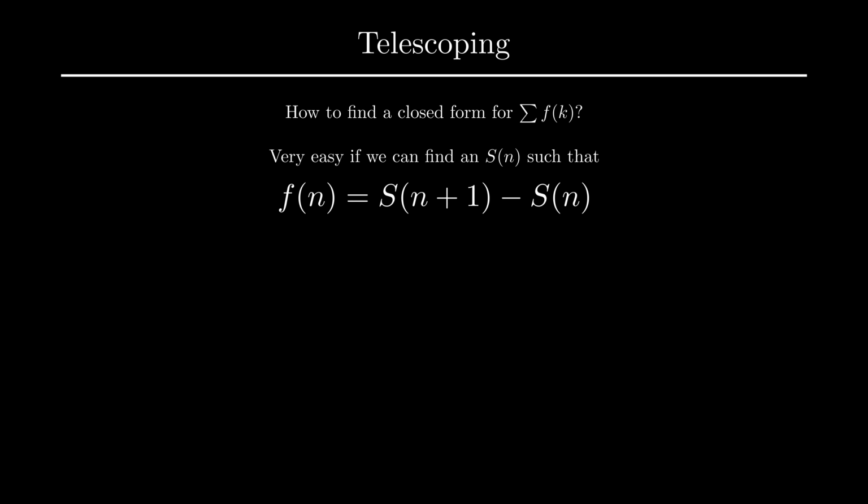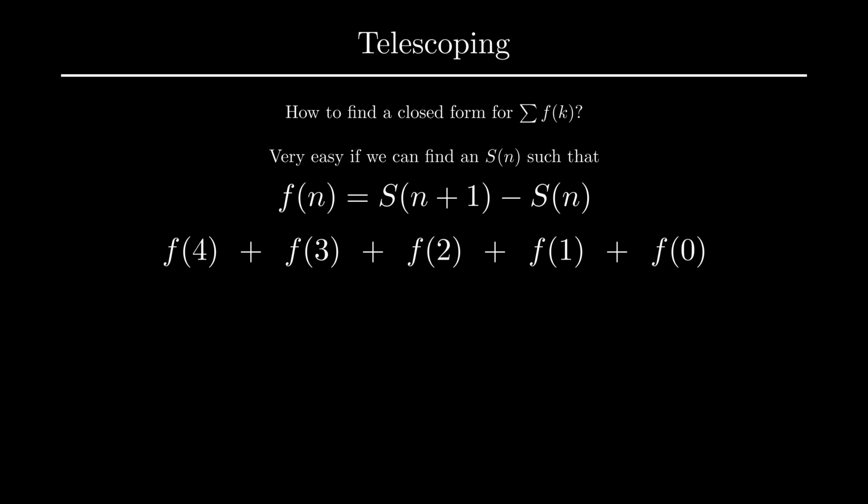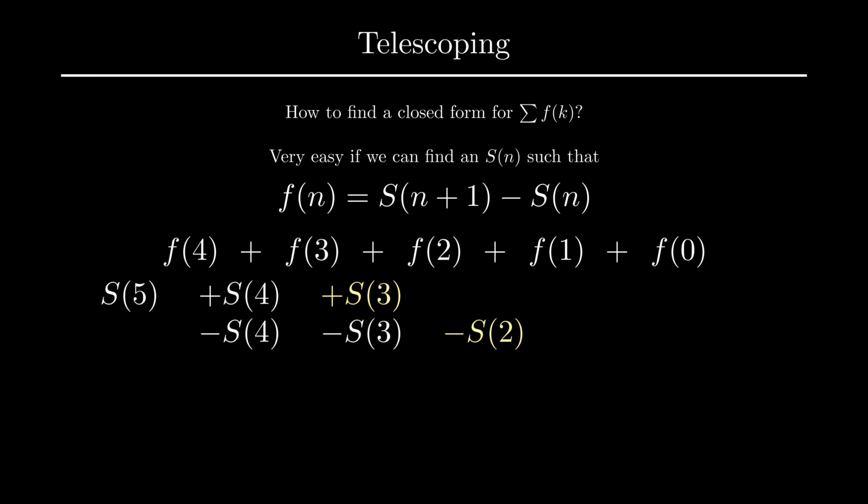Once again, the fundamental method by which we will solve all of these hypergeometric identities is by telescoping. If we can write a term f of n in the form s of n plus 1 minus s of n, then when we sum f of n, all of the middle terms will cancel, and the answer is simply s of n plus 1 minus s of 0.